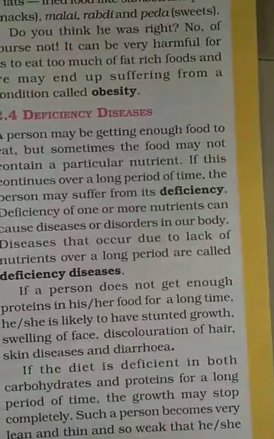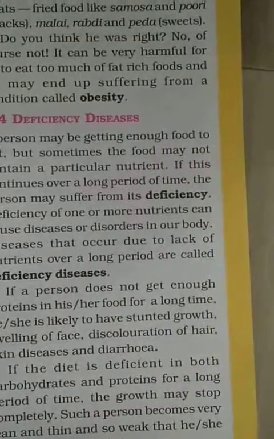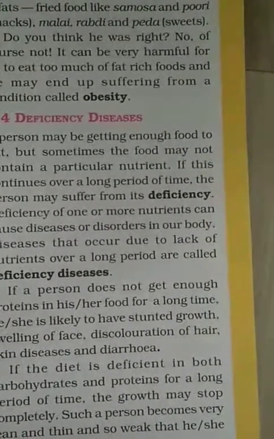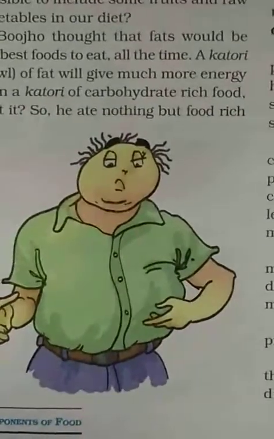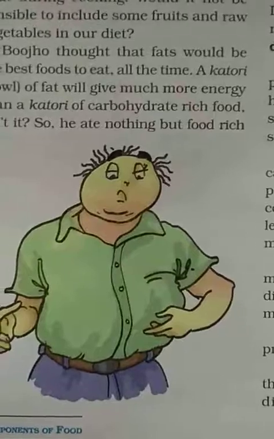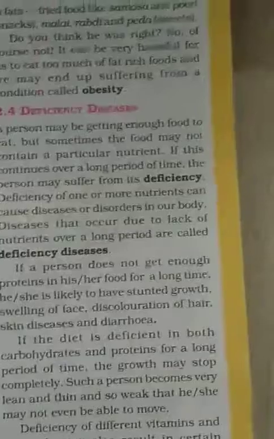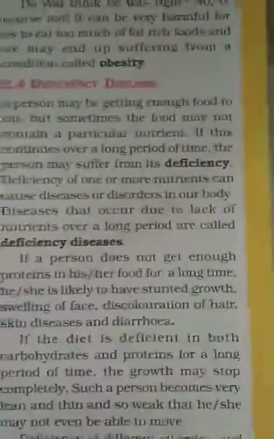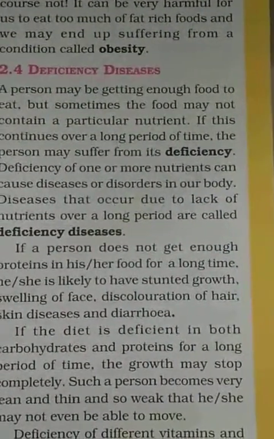It can be very harmful for us to eat much fat rich food, and we may end up suffering from a condition called obesity. Obesity means to become fat beyond a limit. That is known as obesity. Now the next is deficiency diseases. Deficiency diseases are the diseases which can be caused because of a lesser amount of nutrient in our body.